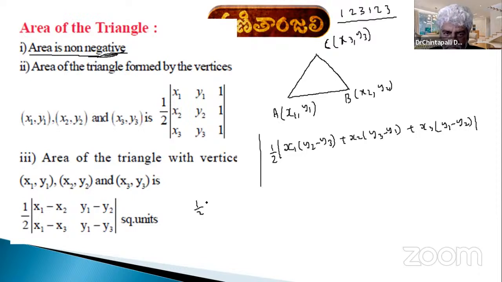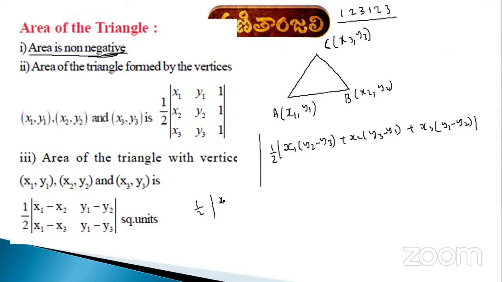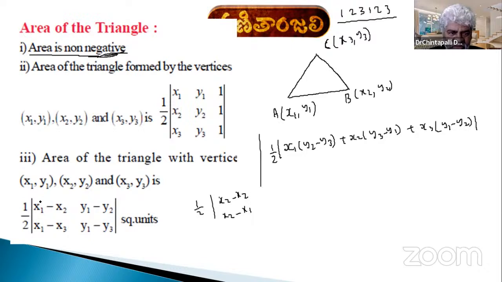1/2 into mod of y1, x2 minus x3, x2 minus x1. Here, x1 is taken as base. One index is taken as base, but it's not compulsory, it's not mandatory to take one as base. You may take any base. If you take x2 as base, that means x2 is starting: that is x2 minus x3, x2 minus x1.